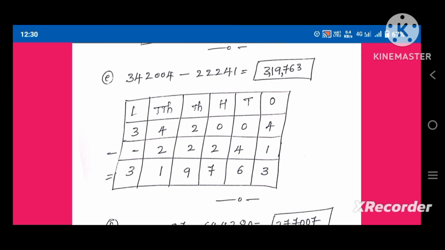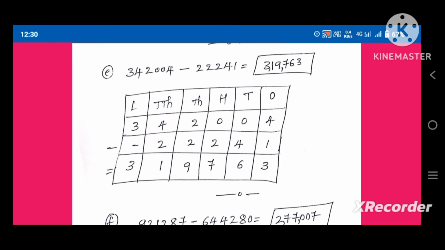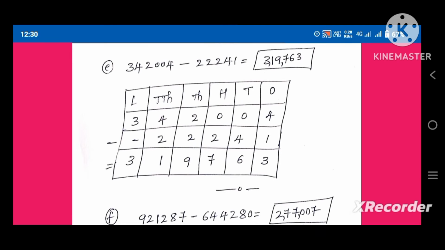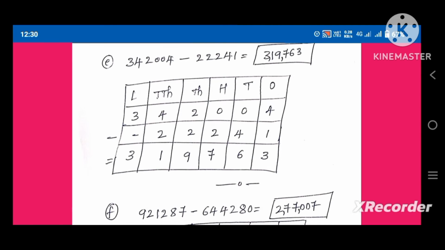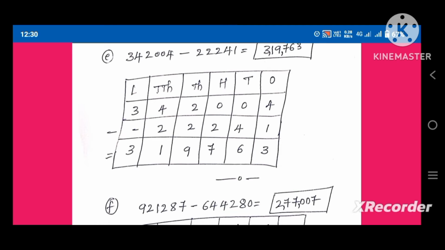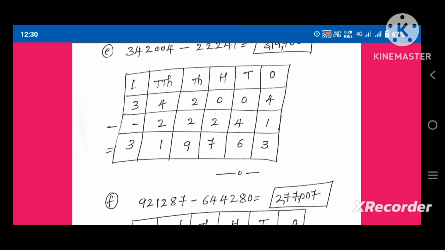Number A. 3,42,004 minus 2,22,041 is equal to 3,19,763.